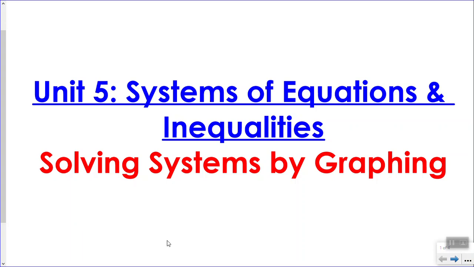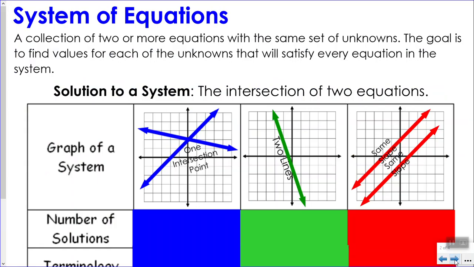In this video, we're going to look at our first method of solving systems of equations, which is by graphing. Now, the equations that we're going to be solving are linear equations, so we are going to be able to graph these in the coordinate plane using everything we just learned in Unit 4.